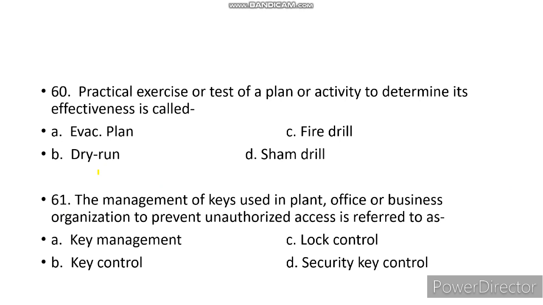60. Practical exercises. Nakita niyo to. Nako, it's a board exam favorite. I have to tell you. That's dry run.